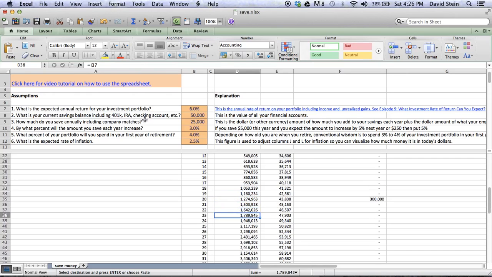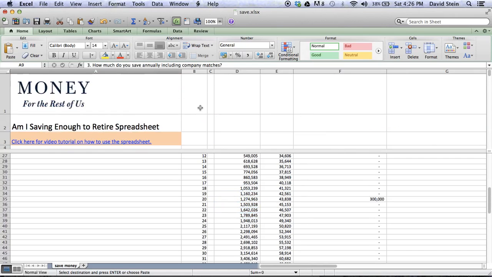So that is the money for the rest of us. Am I saving enough to retire spreadsheet?